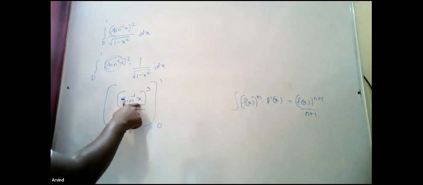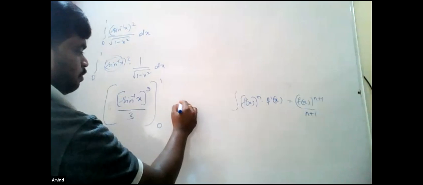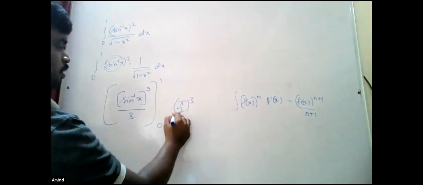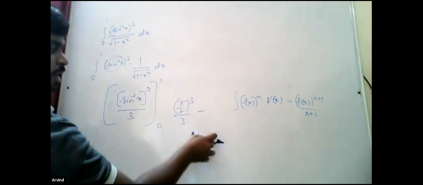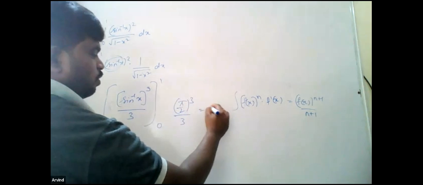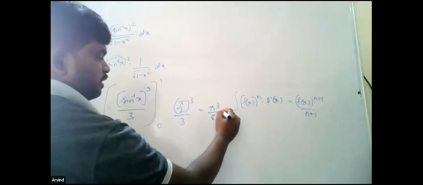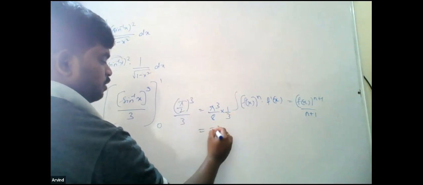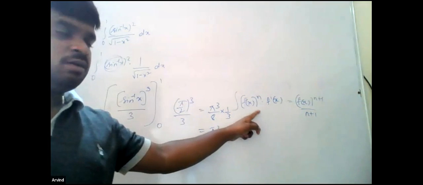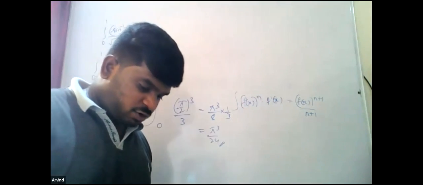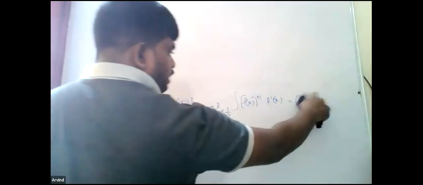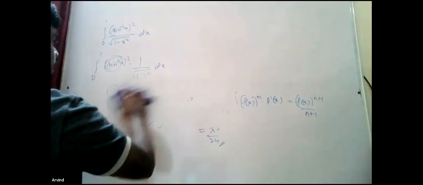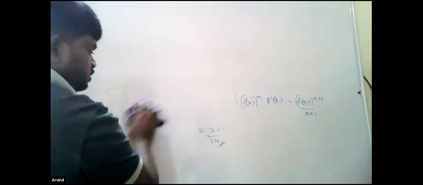So apply 1: sine inverse of 1 is pi by 2. Pi by 2 the whole cube divided by 3, minus sine inverse of 0, which is 0. 0 by anything is 0. Pi by 2 the whole cube is pi cube by 8, by 3, the reciprocal gives 1 by 3. So pi cube by 24. That's the answer. So remember, this is very, very important: f of x multiplied by f dash of x, integrates to f of x to the power n plus 1 divided by n plus 1. That is the formula we used for this one.